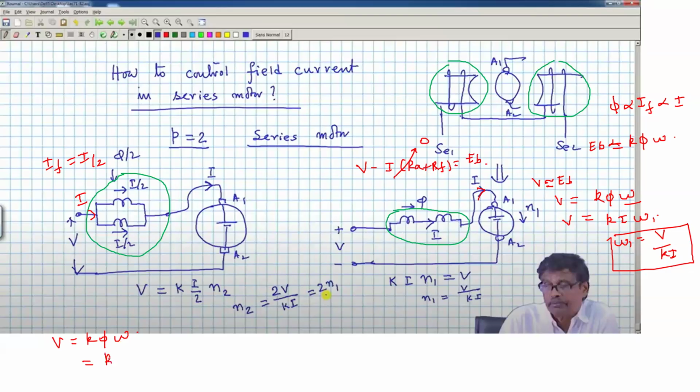Now here phi is what? Phi is proportional to IF. So I'm writing IF. This is omega 2. Now in this case, it is I by 2, omega 2. Okay. So what is omega 2? You can see omega 2 is almost double that of the previous case, right? So this is 2V by KI.